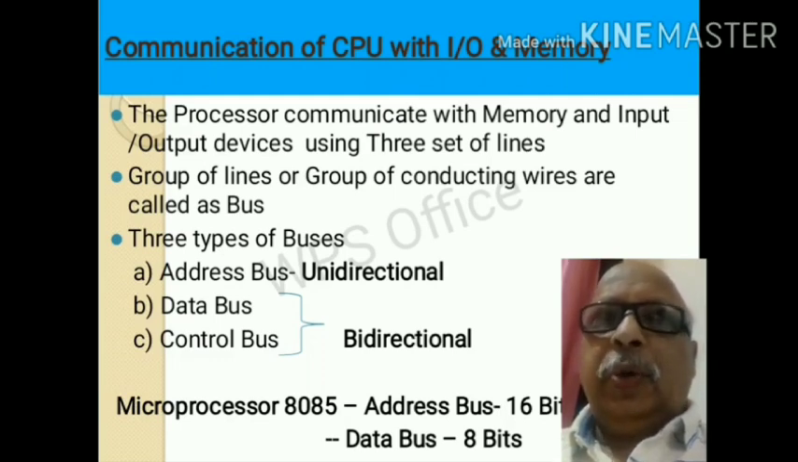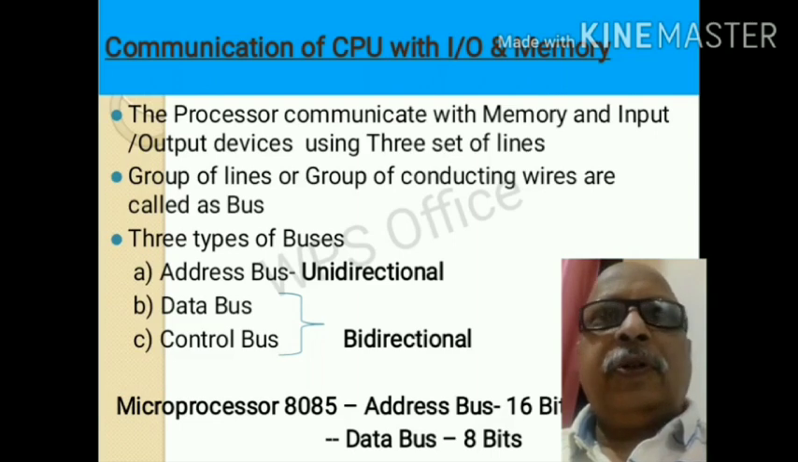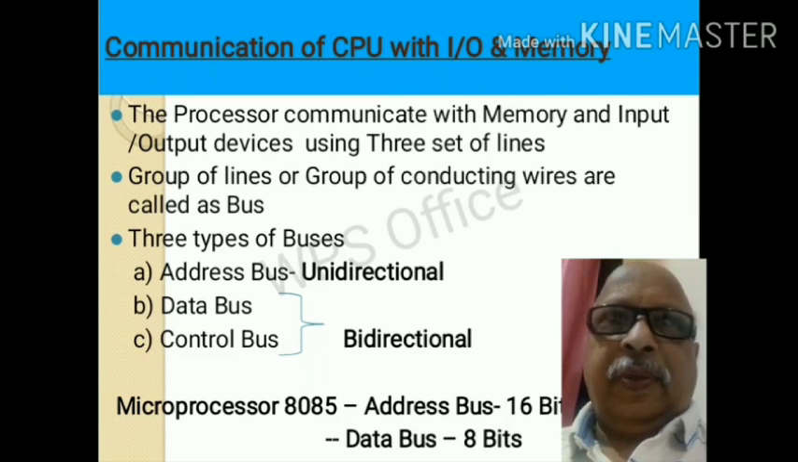The address bus is unidirectional. For example, suppose an input device is there. The input device gives information to the processor, but there is no exchange from the other side. The CPU will not transfer information to the input device, so that is only unidirectional. Likewise, the address bus is unidirectional, and the data bus and control bus are bidirectional.